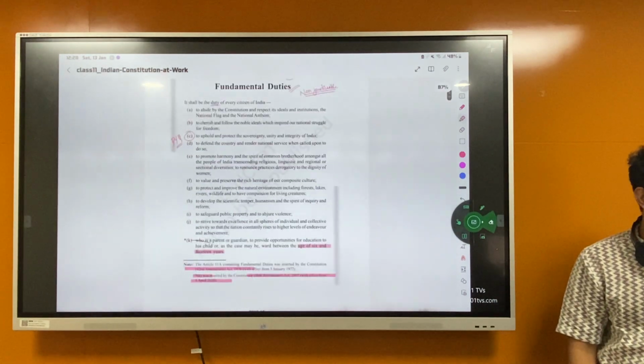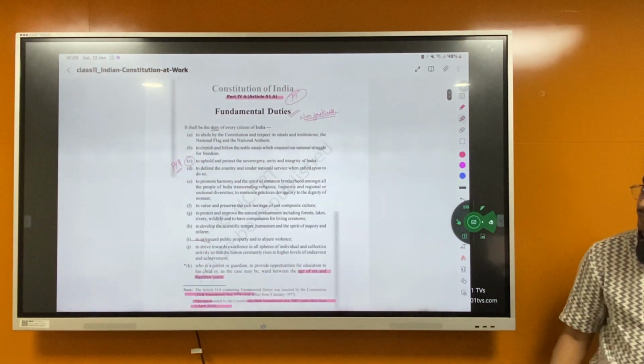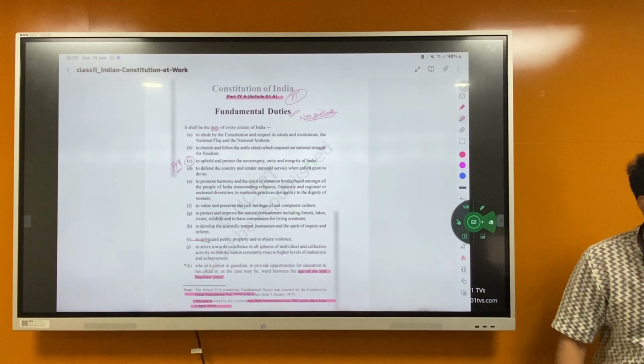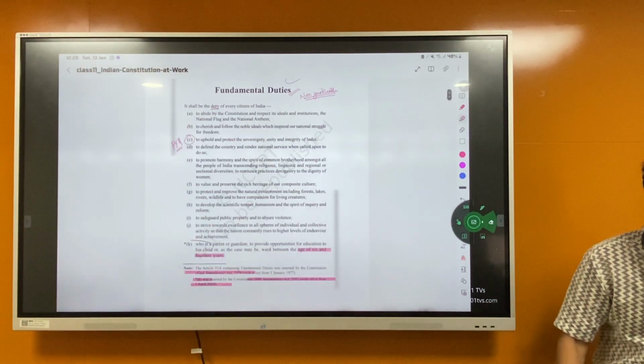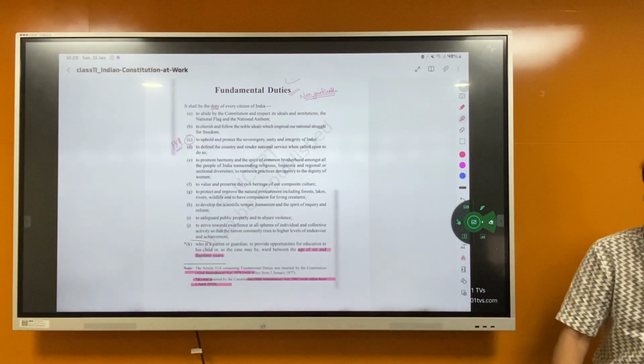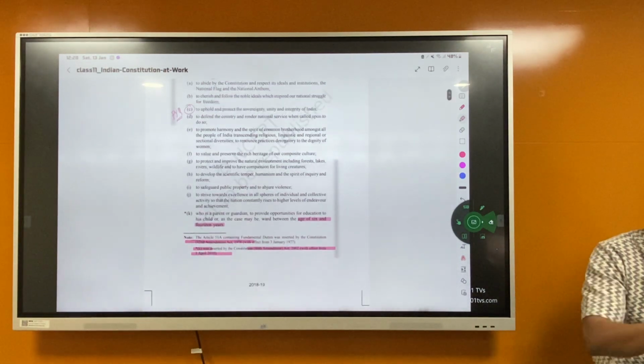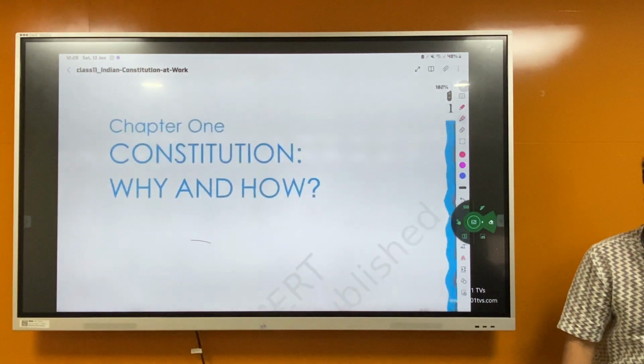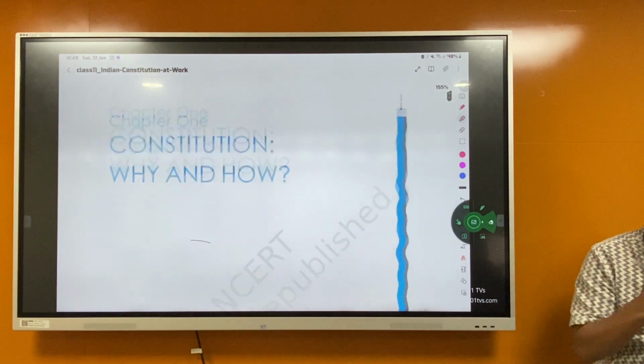So these are the fundamental duties. Which article is it? Which part? When was it inserted? Through which Amendment Act? Good. These are the basic things, okay? Next, let's move on to the first chapter.